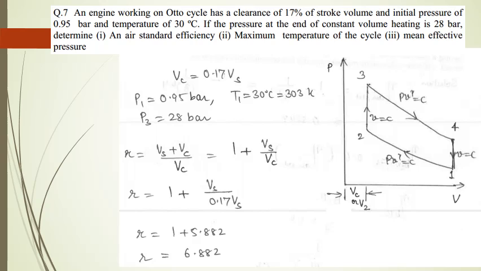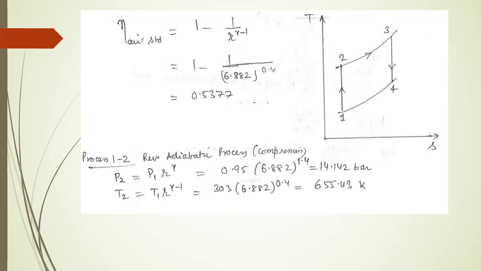Now the compression ratio, which is equal to Vc plus Vs upon Vc, can be written as 1 plus Vs upon Vc, and Vc we have substituted with 0.17 of Vs, so this gives us the value of compression ratio to be 6.882. So once we have found the value of compression ratio, we can find the air standard efficiency for Otto cycle given by the formula 1 minus 1 upon r raised to power gamma minus 1, and that comes out to be 0.5377.